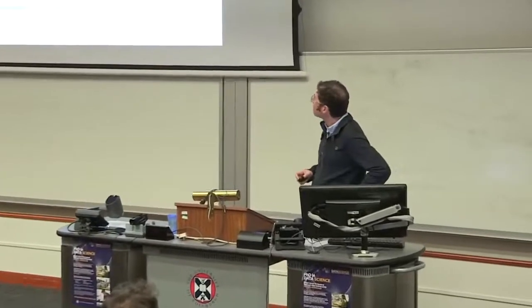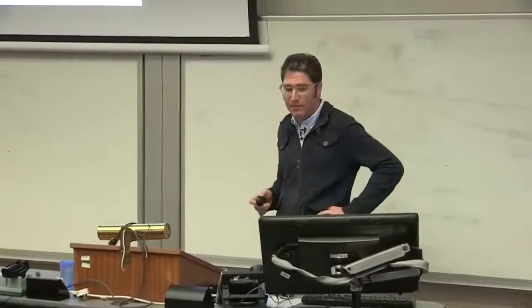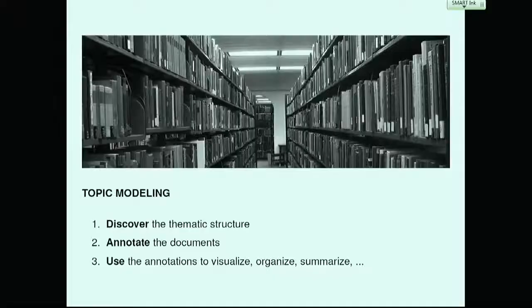And in a nutshell, what topic modeling is about is discovering the thematic structure in large collections of texts. Loosely, it's about, and I'll make this more formal later, annotating the documents according to that structure that we uncovered, and then finally using the annotations to visualize, organize, summarize, do whatever it is we want to do with the documents. So in other words, we want to take that stack of unorganized books and turn it automatically into a nice library without having to read through all the documents, and of course we want to do this with millions of documents.